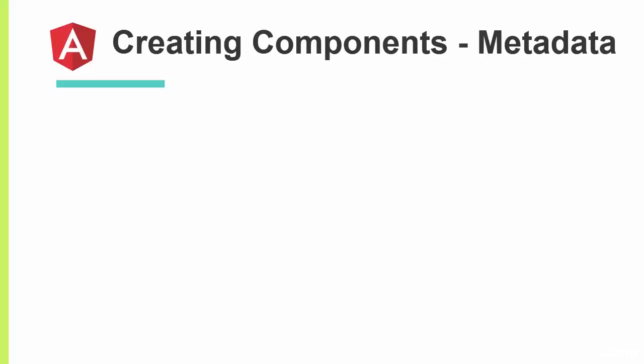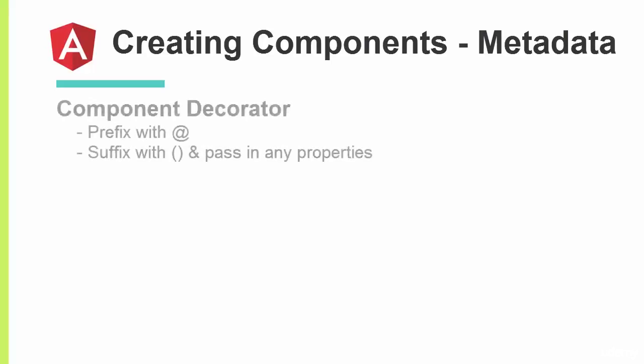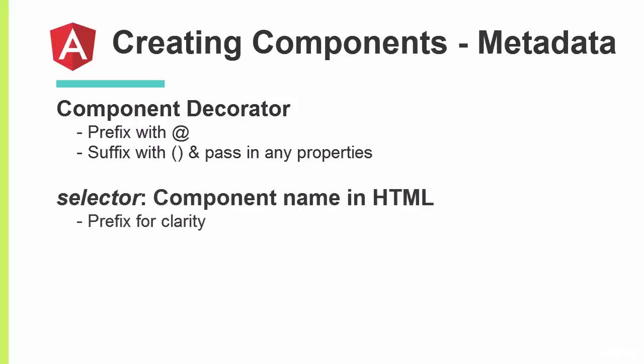Let's review creating metadata for a component. Remember, we use a decorator to define the metadata for a component. A class is not a component unless it has a component decorator. Be sure to prefix the decorator with an @ symbol. As the decorator is a function, be sure to add parentheses and pass in the appropriate object properties. Use the selector property to define the name of the component when used as a directive in HTML. Be certain to prefix the selector for clarity.